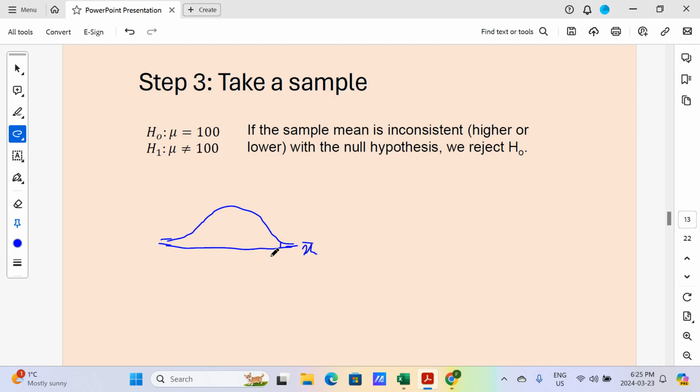If we reject H0 while it's correct, it means x bar falls in the tails. In this case, the chance that x bar falls in the tail is alpha. And because I have two tails, one tail on the right side and another tail on the left side, the area of each tail would be alpha divided by 2.